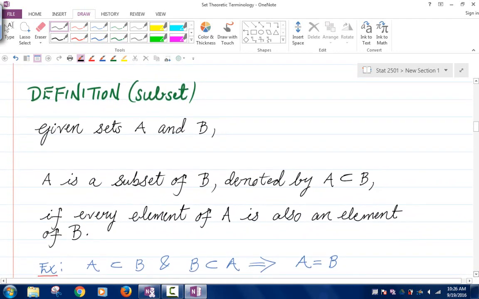Definition of a subset. Given two sets A and B, A is a subset of B, denoted by A. I'm not sure how this symbol is pronounced, but we are going to denote it by writing A with the horizontal U and B. So that's what I mean, that A is contained in B, or A is a subset of B, if every element of A is also an element of B. Okay. Let me, in fact, add equality there as well.